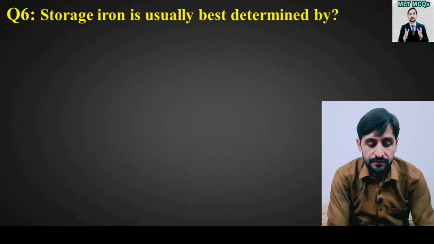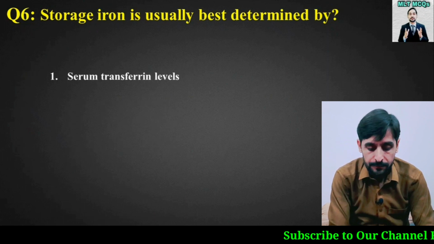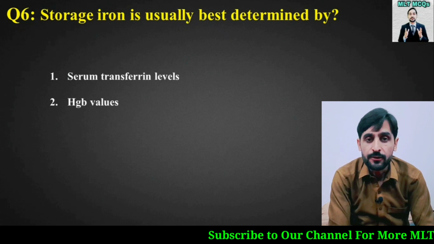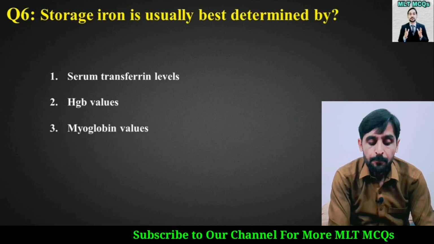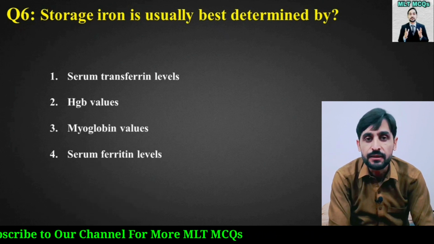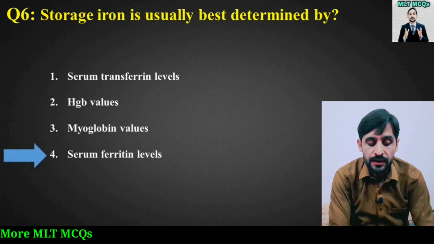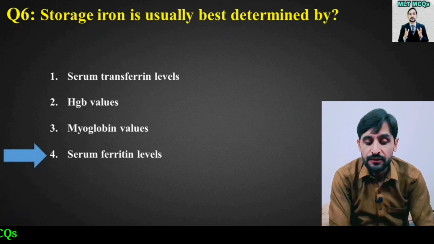MCQ number 6: Storage iron is usually best determined by. Options are serum transferrin levels, hemoglobin values, myoglobin values, or serum ferritin levels. And the right answer for this MCQ is option number 4. Storage iron is usually best determined by serum ferritin levels.